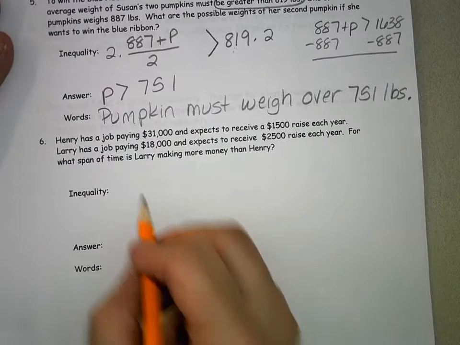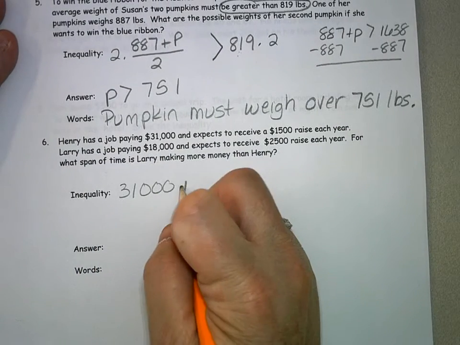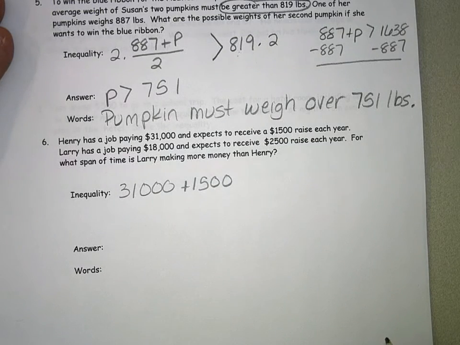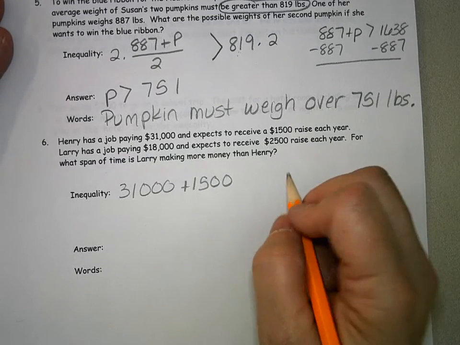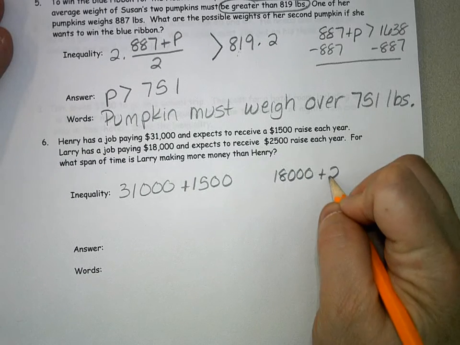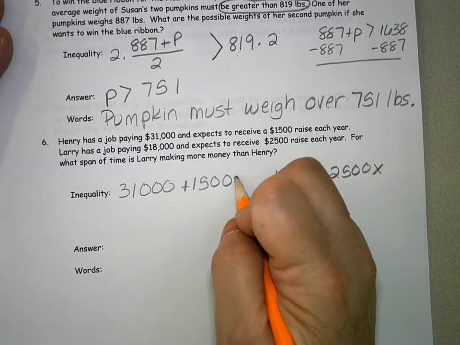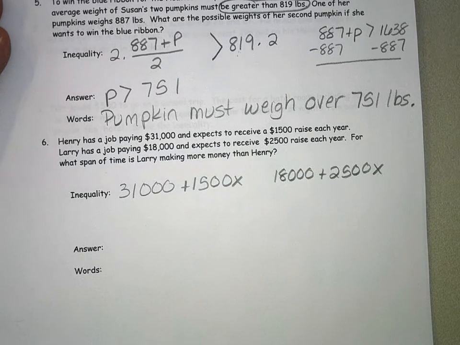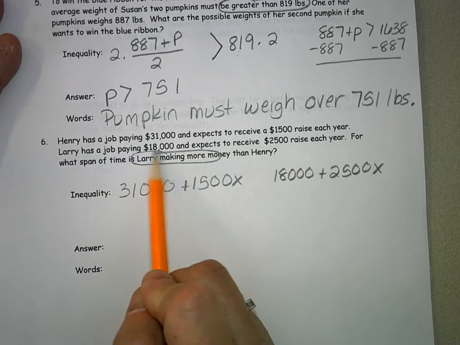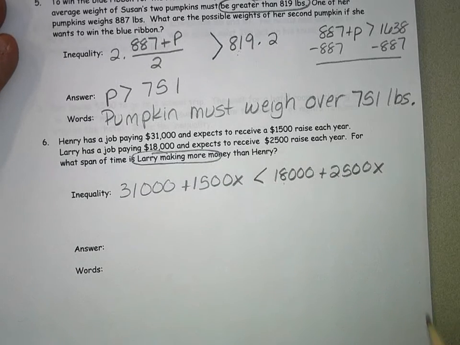And 6, Henry has a job paying $31,000 and is going to get a $1,500 a year raise. Larry has a job paying $18,000 a year and is getting a $2,500 a year raise. Guess I should put those variables in there. For what span of time is Larry making more? So you want to know when this one is more.